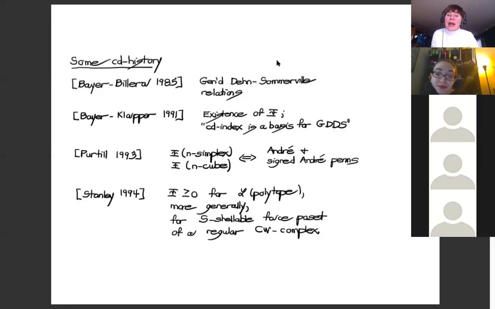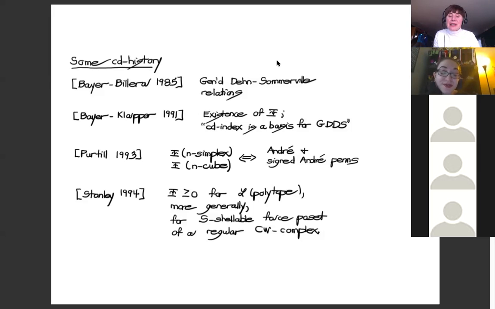Bayer and Klapper actually showed that the CD index exists. In fact, not only that, it forms a basis for the space of the generalized Dehn-Sommerville relations. It's also known as the goddess space because it looks like goddess, GDDS.